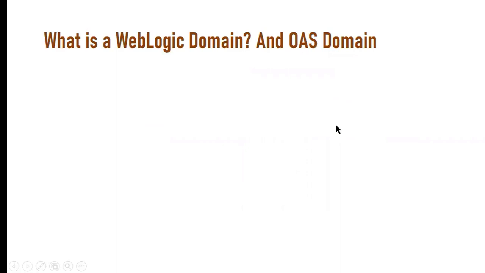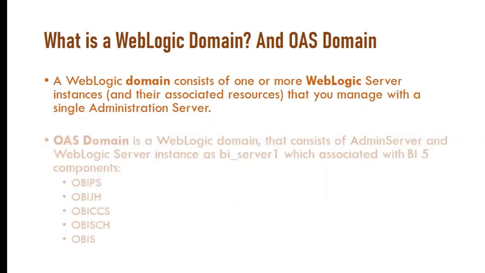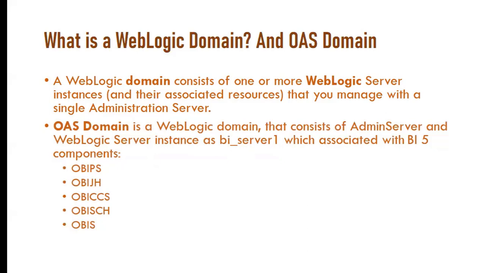What is WebLogic domain and OAS domain? A WebLogic domain consists of one or more WebLogic servers. OAS domain is a WebLogic domain that consists of admin server and WebLogic server instance, that is BI server 1, which is associated with the BI five different components. These are the components.